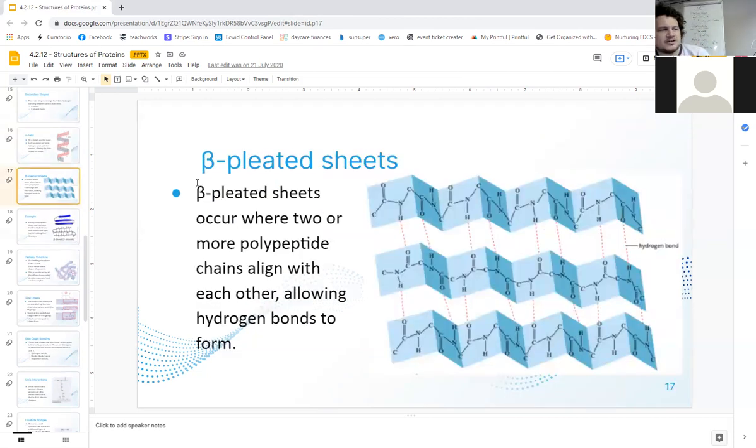So beta pleated sheets is the same thing, but when we get multiple protein chains aligned with each other, it creates, it's not really a corrugated iron effect, is it? A pointy corrugated iron effect because of the hydrogen bonding between oxygen and hydrogen.